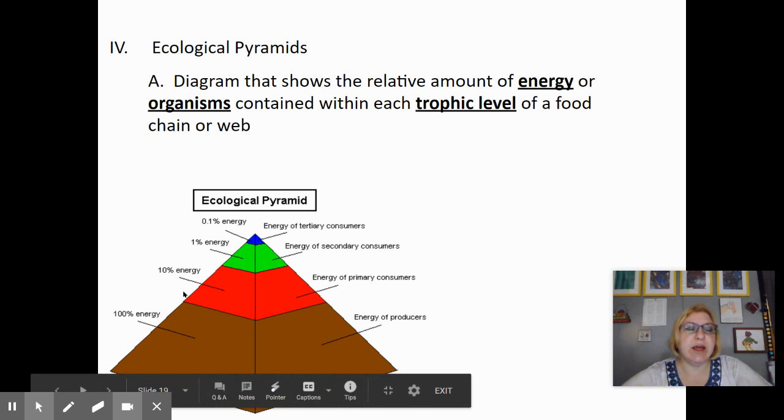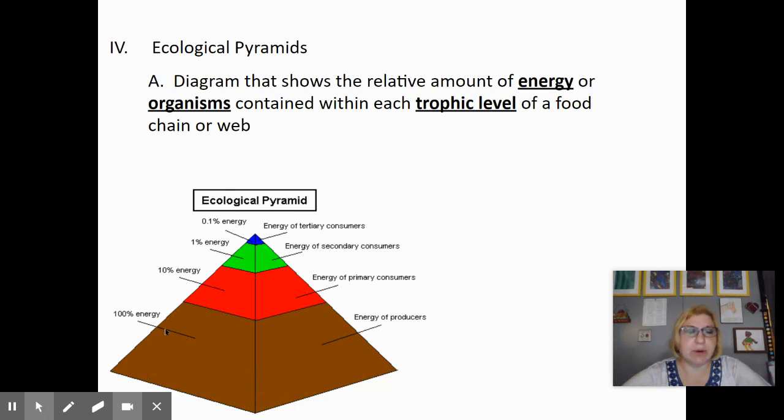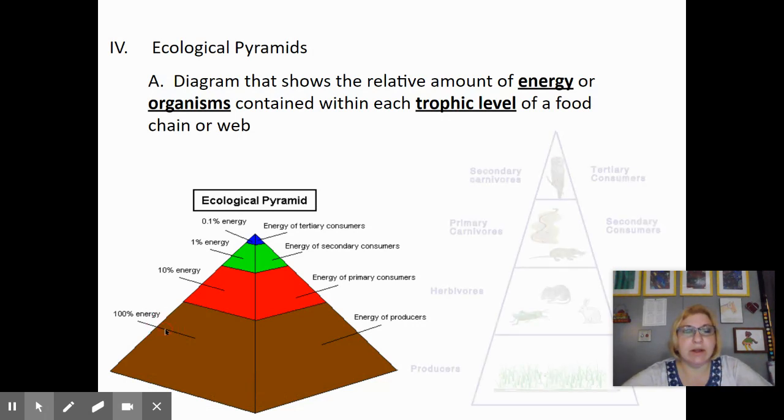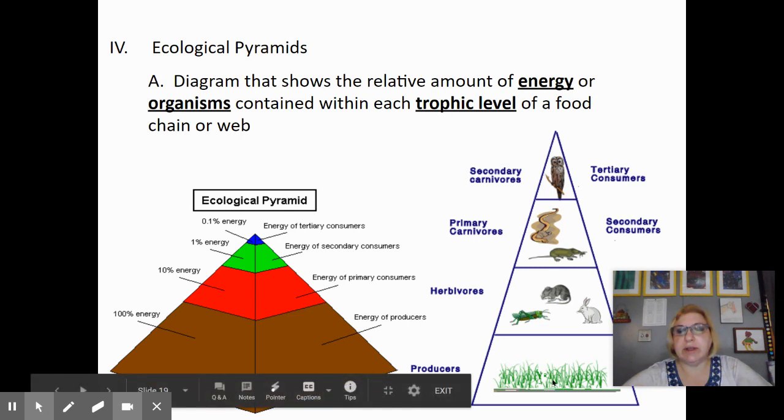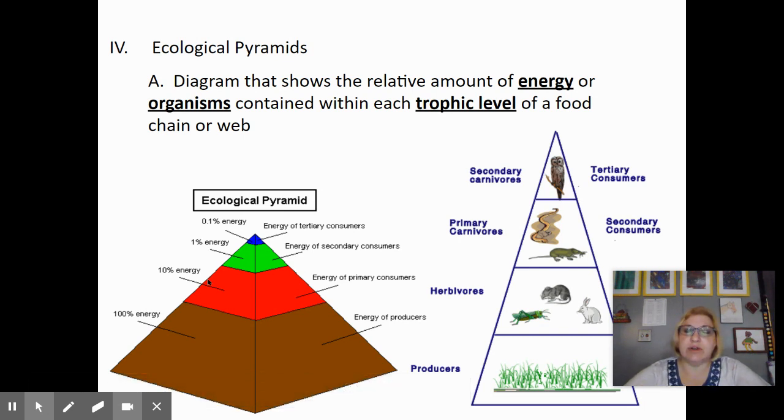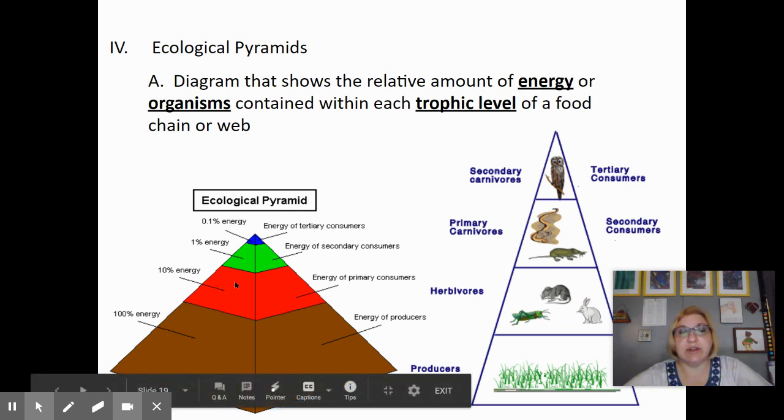But if you look at the energy on the side of the ecological pyramid, you start with 100% energy that you get from the producers. And then by the time it passes from the producers, the grass and the trees, the bark, possibly bacteria, to the primary consumers, which are in this case the herbivores, it goes from 100% down to 10%. So 90% of that energy is lost, probably lost in the form of heat. And so only 10% of that energy is actually left for the herbivores to use.